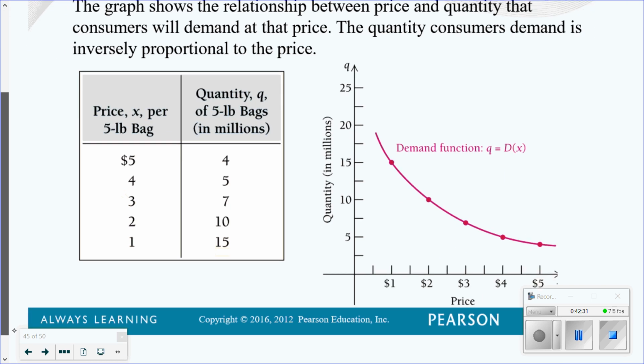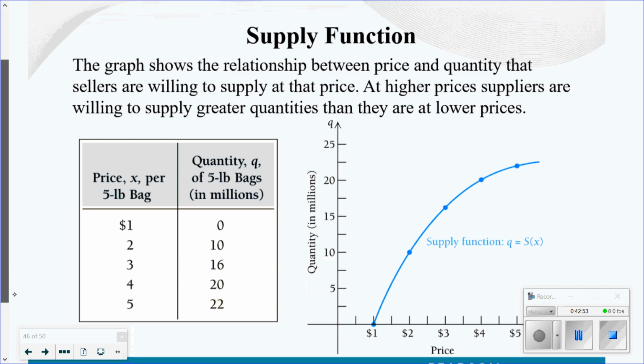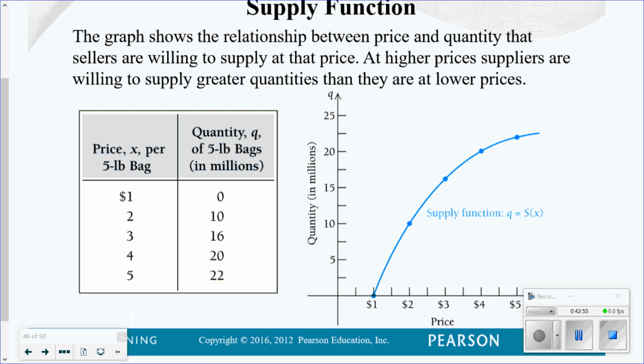Okay, demand function. We're going to talk really quickly about supply and demand functions. So demand functions, as the price gets higher, the quantity demanded gets lower. Consumers' demand is inversely proportional to price. So as price gets higher, demand gets lower. Okay, supply function. As the price gets higher, we are willing to sell more. So that varies directly. Higher price, higher quantity.